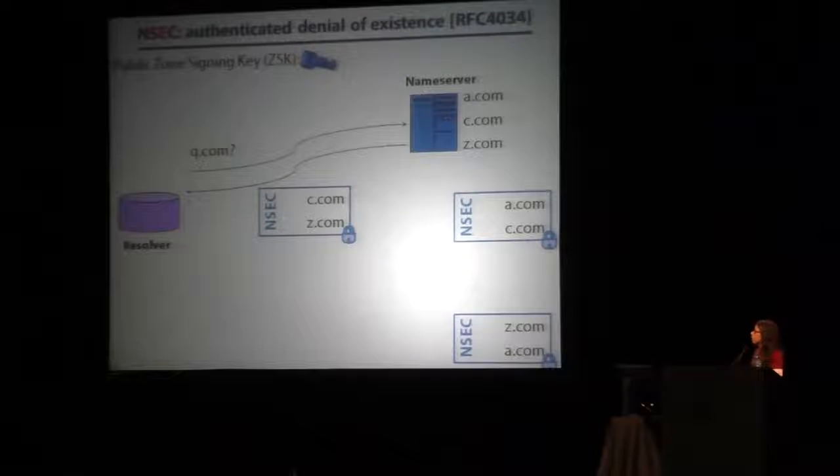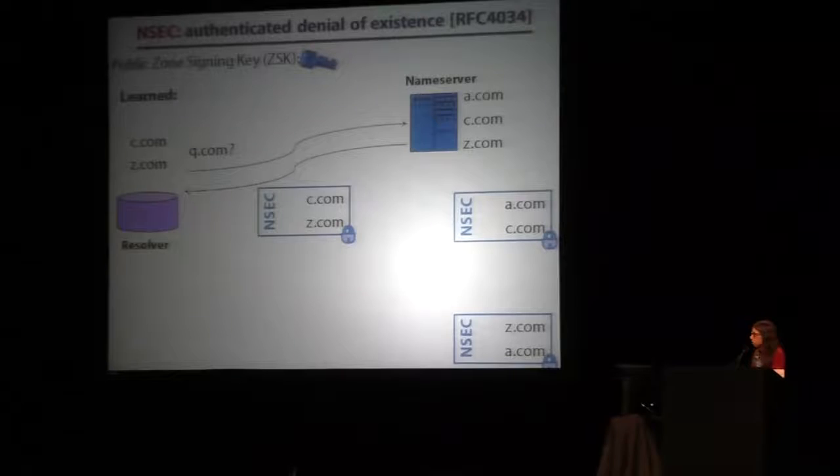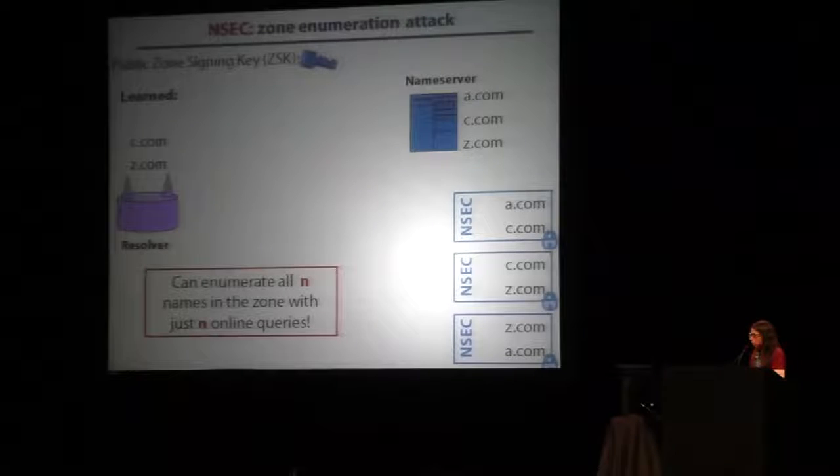But if we look at what's happening here, our resolver not only learned that q.com is not present in the zone, it actually learned that, sorry, that's validating. Okay. So it also learned that c.com and z.com are present in the zone. So it's learned some additional information. It's learned that these names are in the zone. And actually, it's pretty trivial to enumerate the entire zone to identify all the names in the zone.